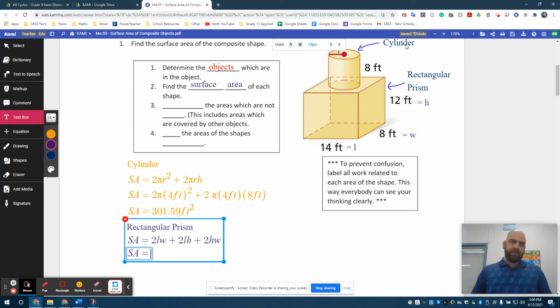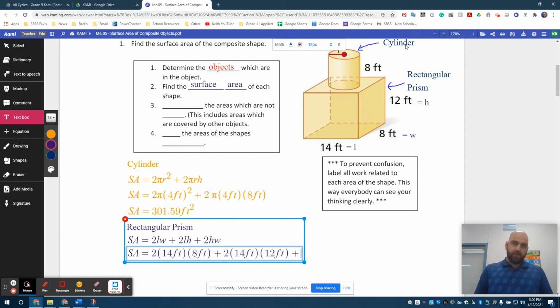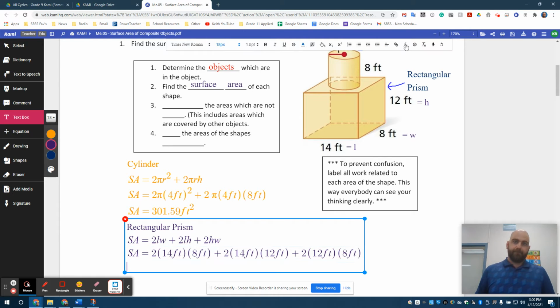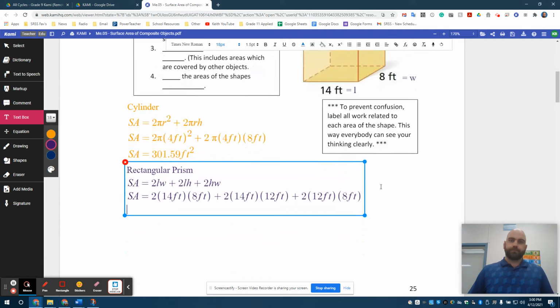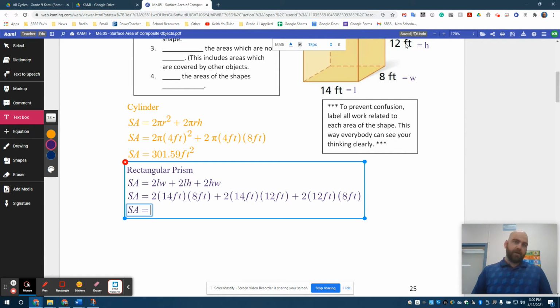And so then surface area is equal to 2 times length, 14 feet, times width, which is 8 feet, plus 2 times length, 14 feet, times height, 12 feet, plus 2 times height, 12 feet, times width, 8 feet. There we go. Now we're going to find the surface area of this whole piece.